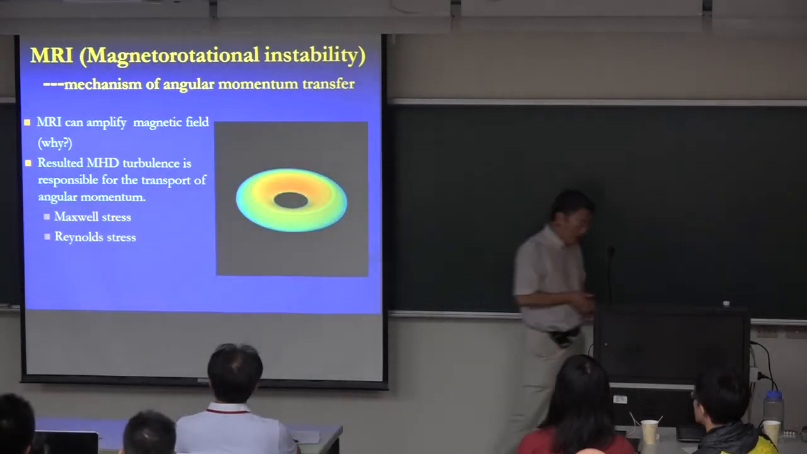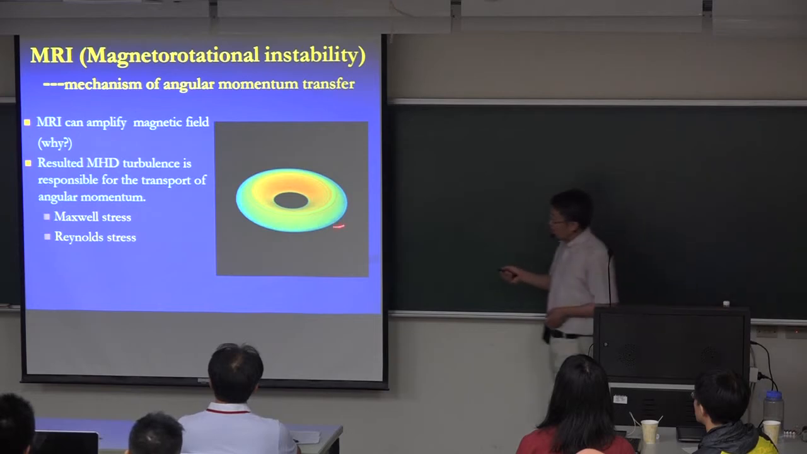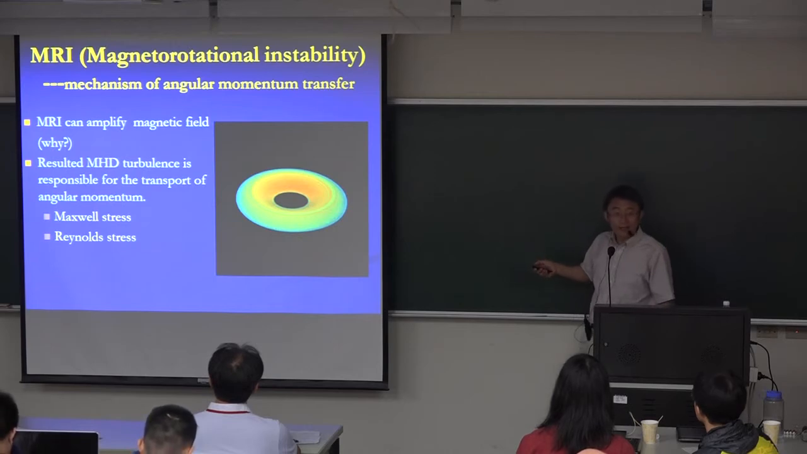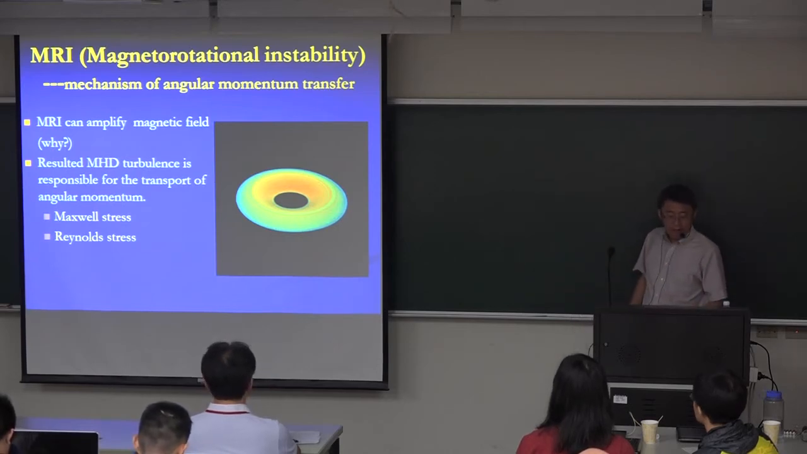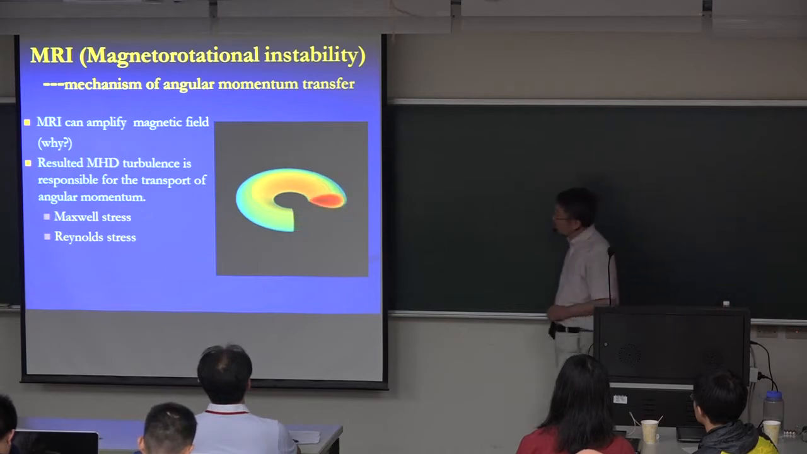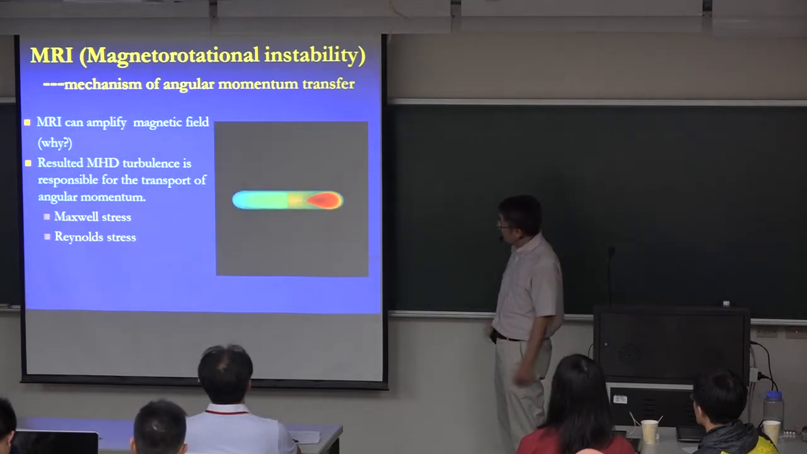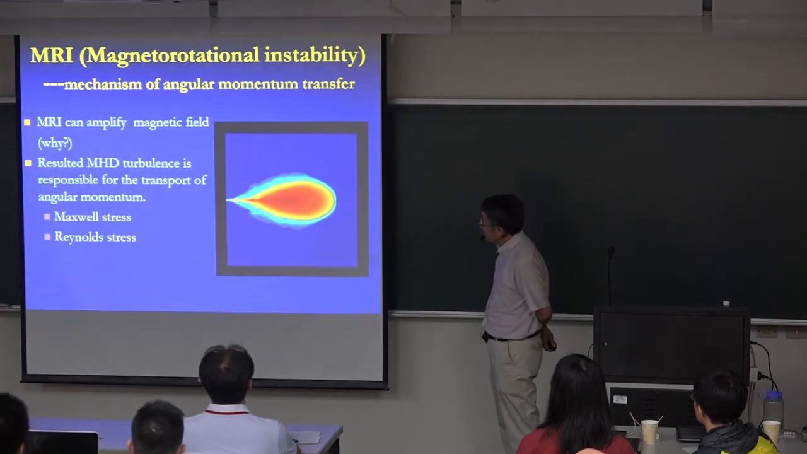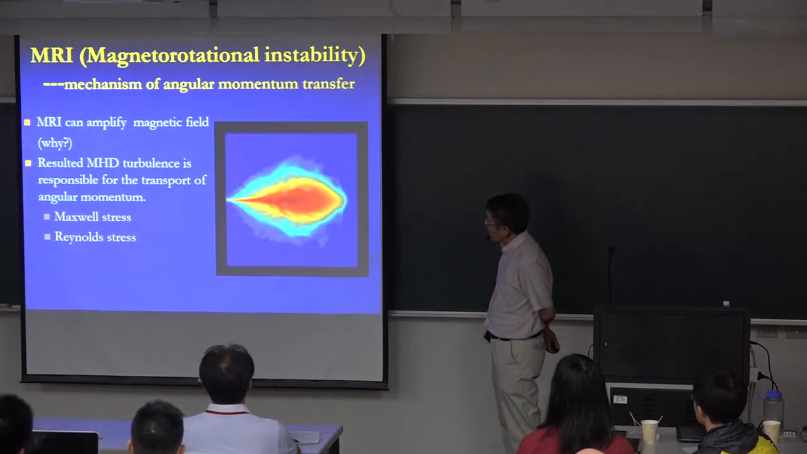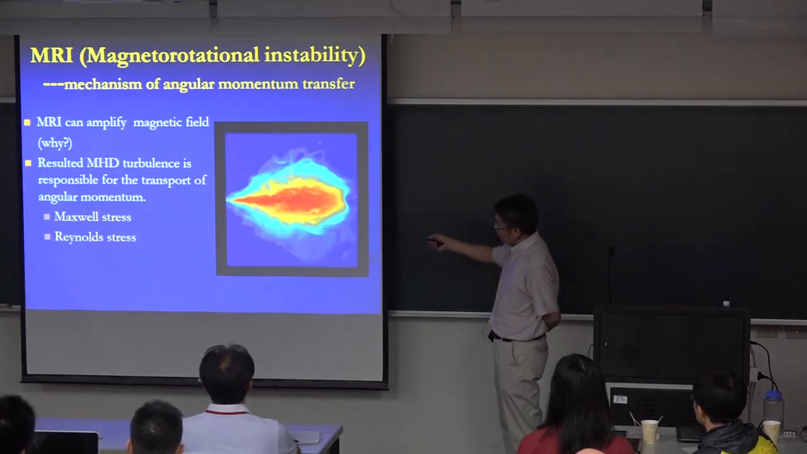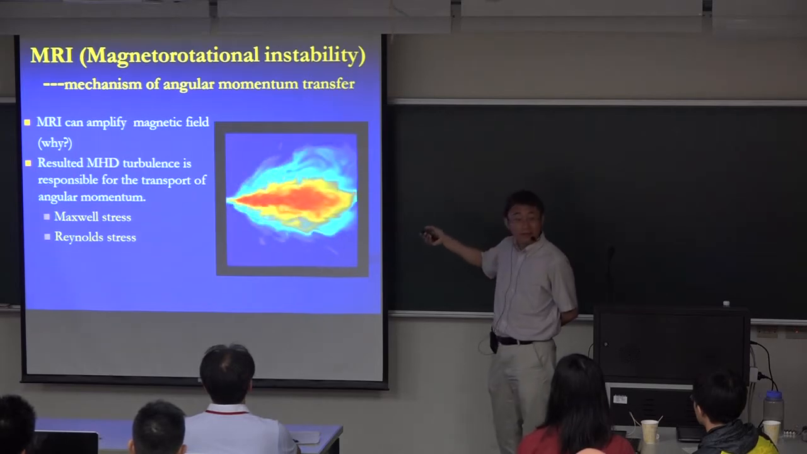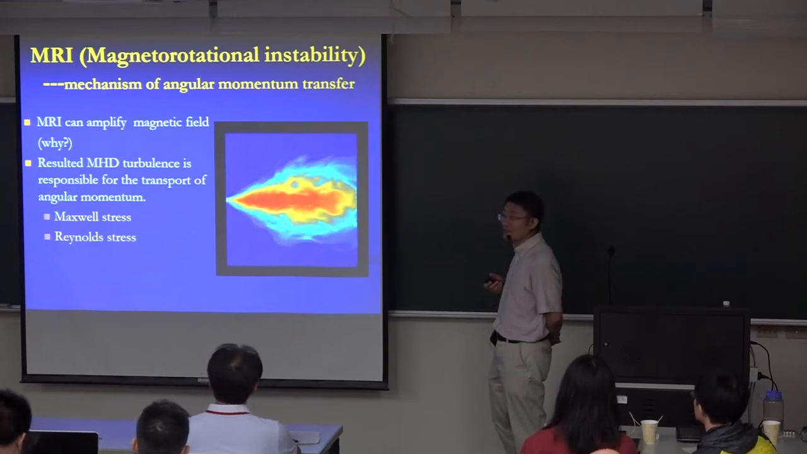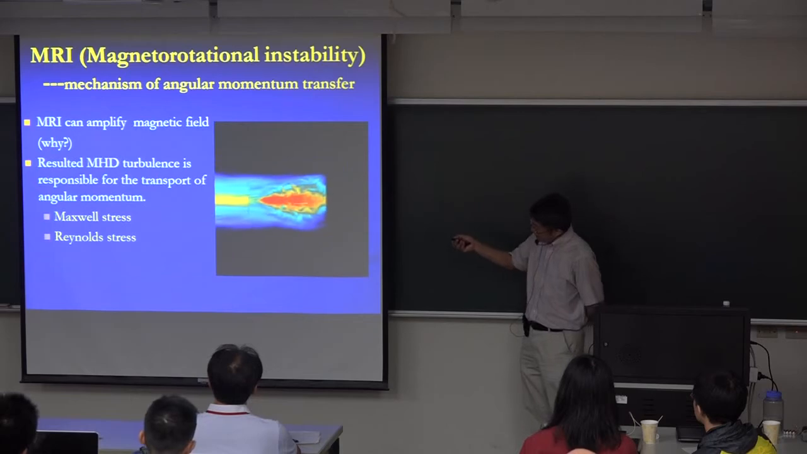So I show you a movie of MRI. At the beginning, we have a rotating gas torus. Then of course, we put in a magnetic field. Then we let it evolve to see what will happen. This is the cross section. So you can see it obviously becomes quite turbulent. It is not a laminar flow. The production of the turbulence is because of MRI. And also we can see accretion really begin.